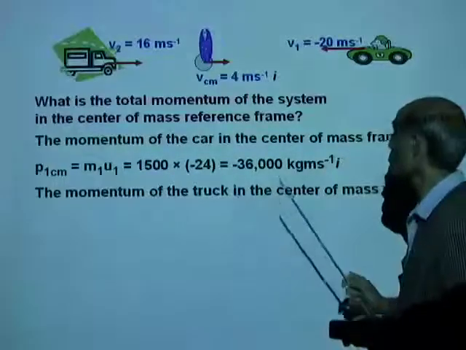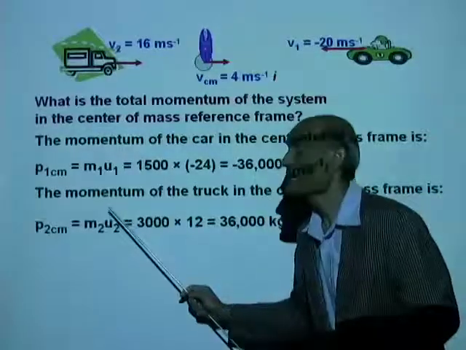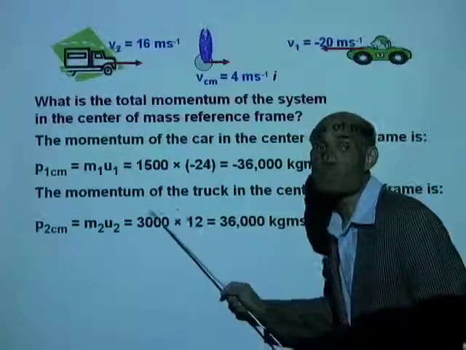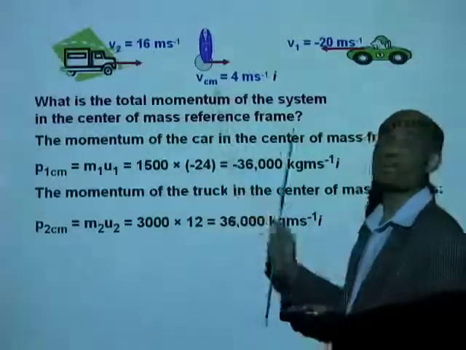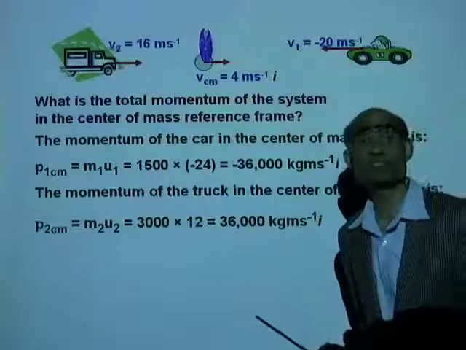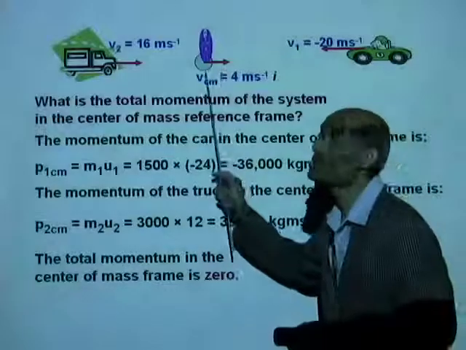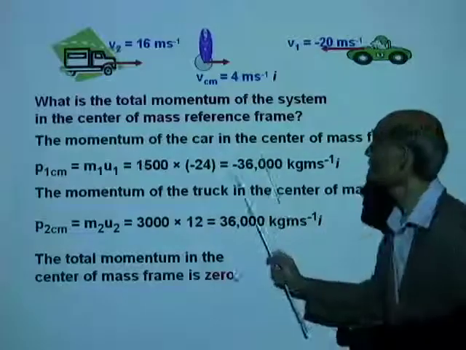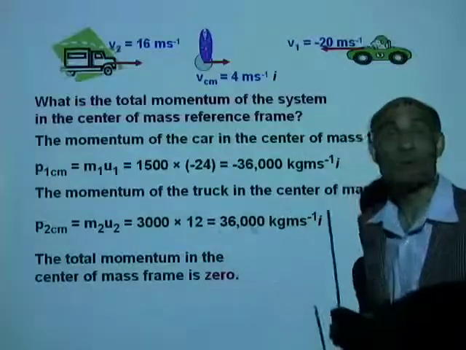What is the momentum of the truck in the center of mass reference frame? P2 center of mass is m2 u2. Now you remember the truck is 3 metric tons, 3,000 kilogram. Its velocity is 12 meters per second i, and therefore its momentum is 36,000 kilogram meter per second i. What is the total momentum of the system measured from the center of mass? It will be negative 36,000 plus 36,000, which is 0.